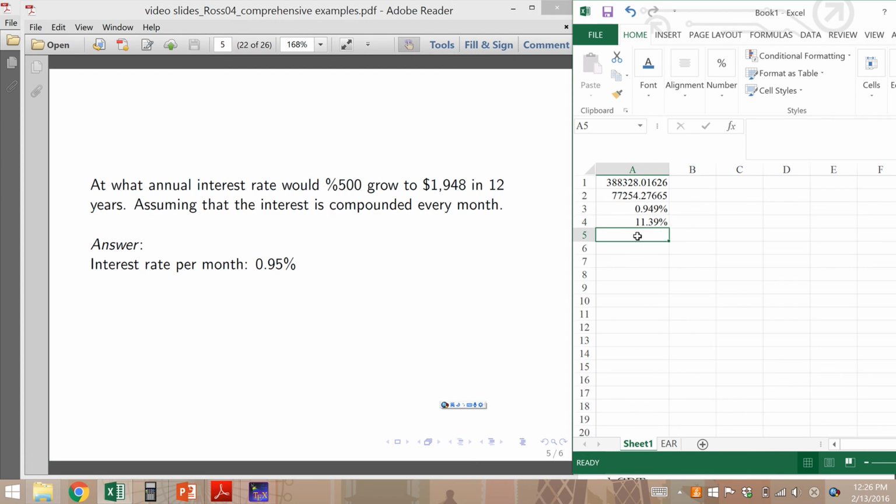Another thing you might sometimes need to calculate is the number of periods. So N equals NPER. Suppose in this example we don't know the number of periods; instead we know the interest rate. So what we do is we enter 0.95%, payment 0, PV is 500, and the future value. So you see you need around 144 periods, which is exactly 12 years.